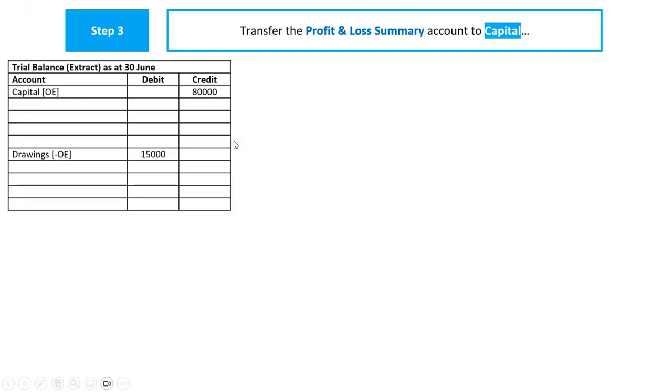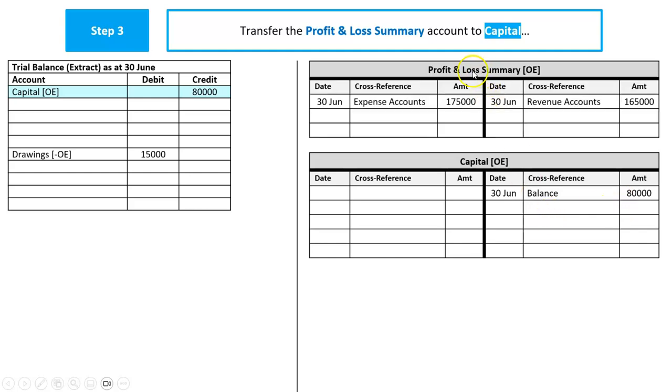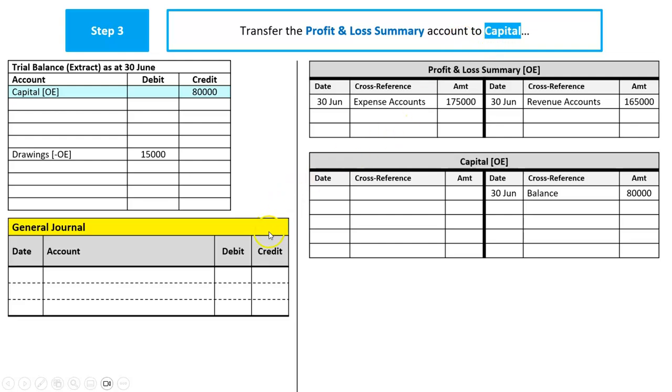Step 3, transfer the profit and loss summary to capital. So at the moment, capital has a balance of 80,000 on the credit side, so that'll be here. At the end of June, the balance of capital is 80,000. What we've got to do is we've got this profit and loss summary account. We've got revenues of 165, expenses of 175. We've got to transfer a profit or loss to capital. And we're going to do that in our general journal.